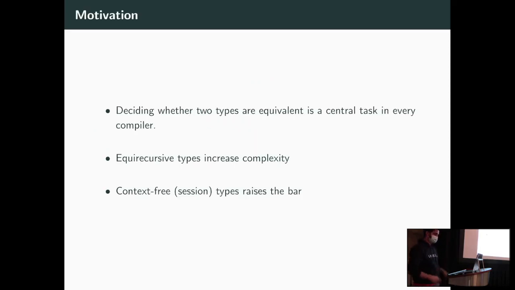Deciding whether two types are equivalent is a central task in every compiler. If we add equirecursive types to the system, it increases complexity. And if we have context-free types in general, but context-free session types, it becomes a real challenge.